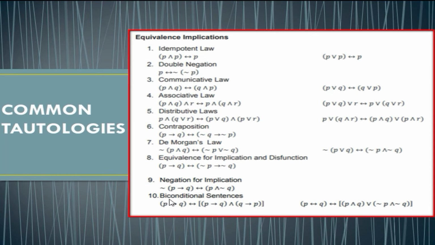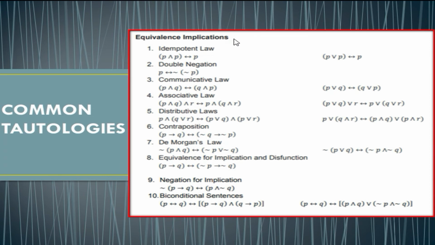And the last one is biconditional sentences. We have P if and only if Q, if and only if (P implies Q) and (Q implies P). Or we also have P if and only if Q, if and only if (P and Q) or (not P and not Q). So that's how to read the symbols, and this refers to equivalence implications.